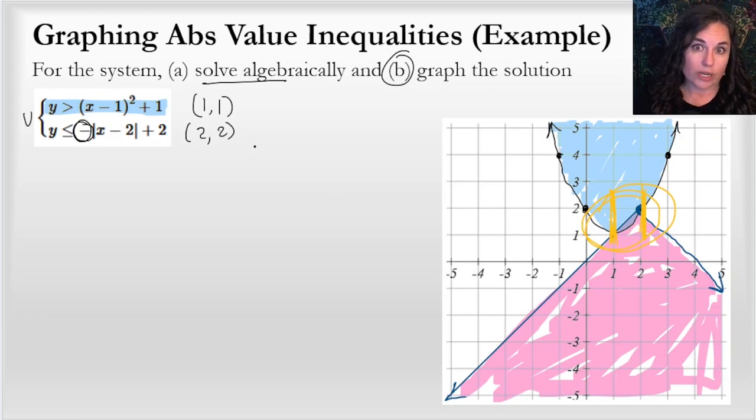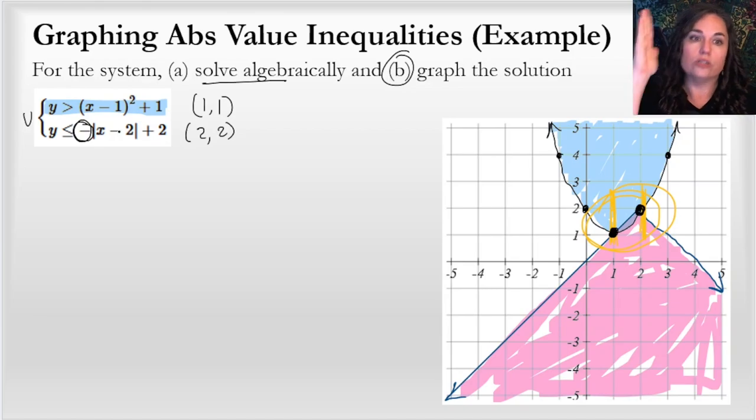Let's solve for it algebraically. I know you're dying to see how I solve for this algebraically. What I'm going to do is solve for these two intersection points. I can read them off the graph, but we need to be able to solve algebraically. So what I'm going to do is just set these two functions equal to each other.